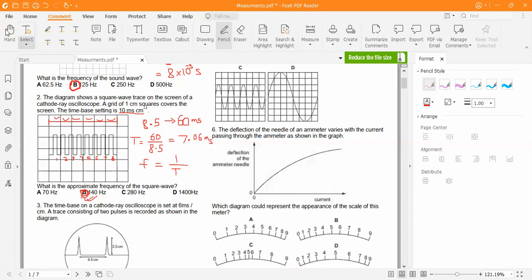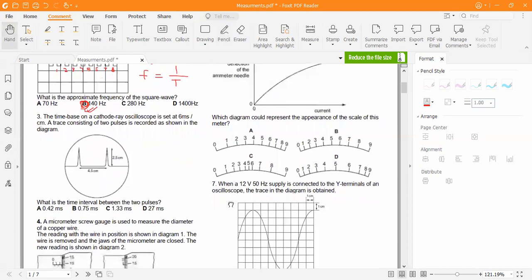Okay. So now let's move on to the next one. A time base on a cathode ray oscilloscope is set at 6 milliseconds. A trace consisting of two pulses is recorded as shown in the diagram. What is the time interval between the two pulses? How will you find this? Time interval between two impulses. What's the distance between those two impulses? Can you see the distance? 4.5 centimeters, right?